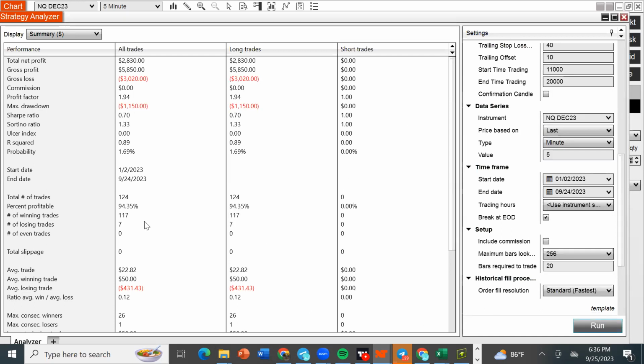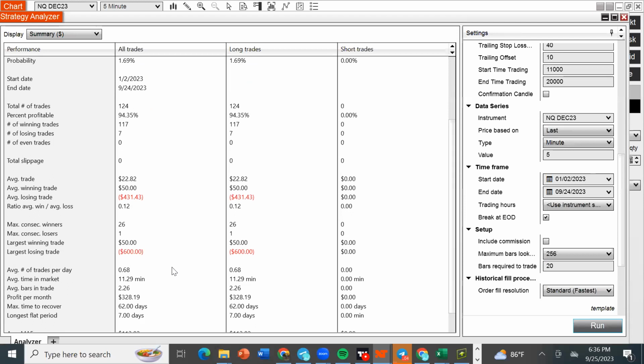Right? You have approximately 95% success. 124 trades, because we are only taking long only, 124 long only. There are no short trades. Out of 124, 117 times you made profit. Approximately you made $2,830 net profit. Total you made 5,850, but there are some seven stop loss trades. So overall, 2,830, approximately 95% success.